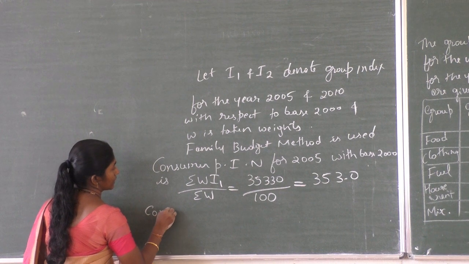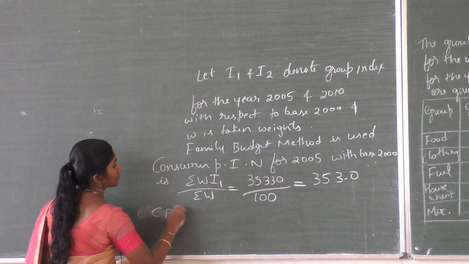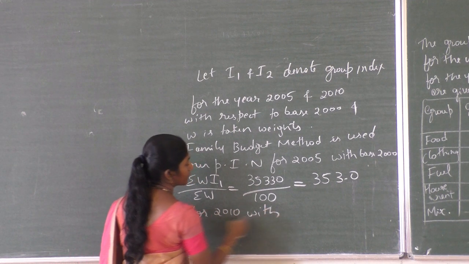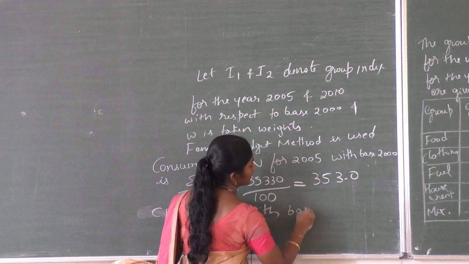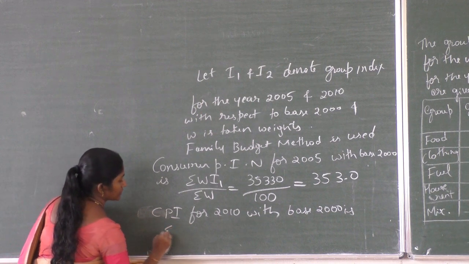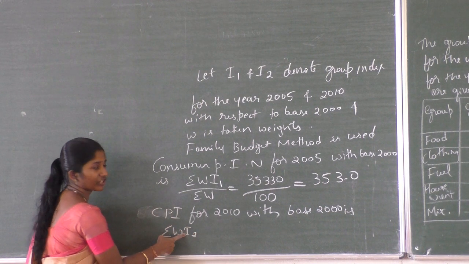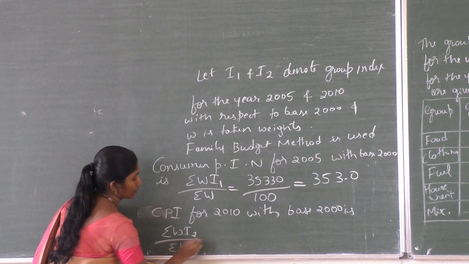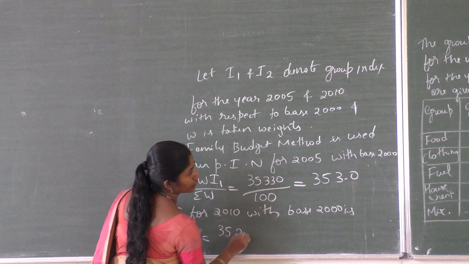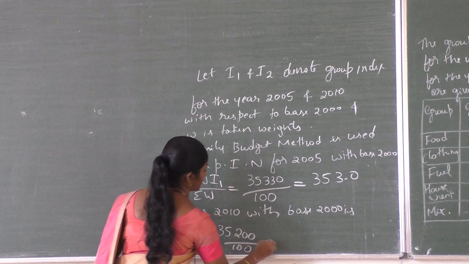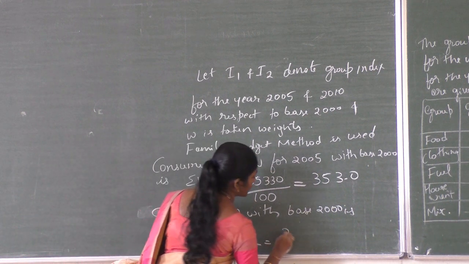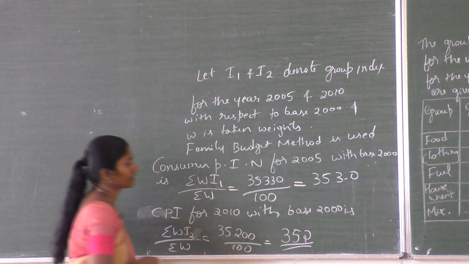Next, the CPI or consumer price index number for 2010. This is another year, 2010, with base 2000, that is summation W into I2 divided by summation W. That value is 35200 divided by 100, and that answer is 352.